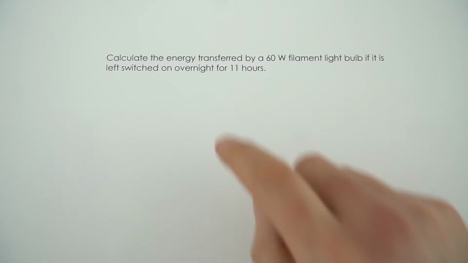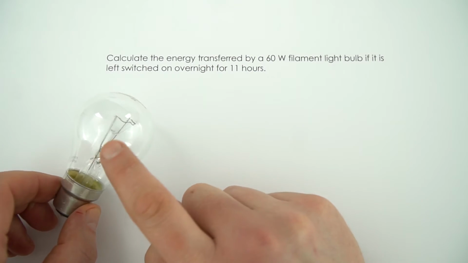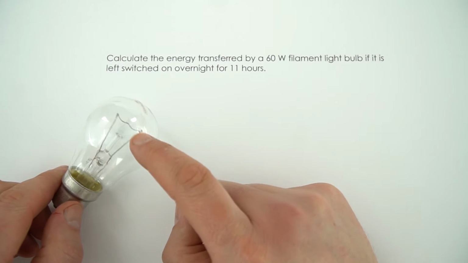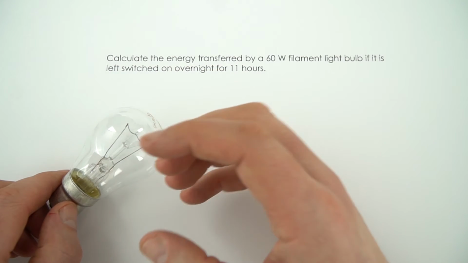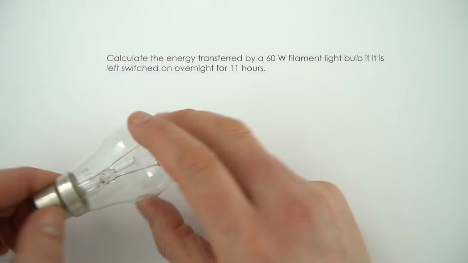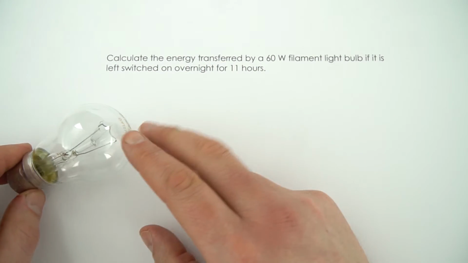So in this example, we need to look at the energy transferred by a 60-watt filament lamp. So it's one of these kind of old-style lights here. These aren't particularly efficient because although they're transferring energy in the form of light, there's also a huge amount of heat being given off as well. So if this was maybe left on overnight for 11 hours, how much energy is actually transferred by it?